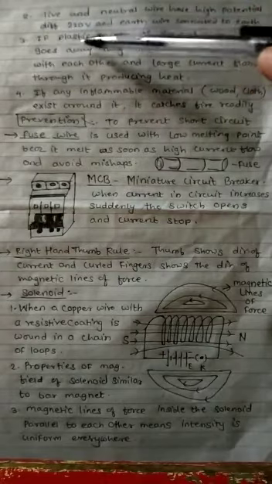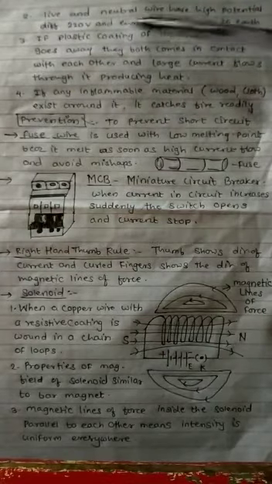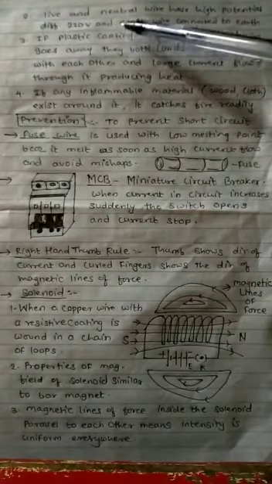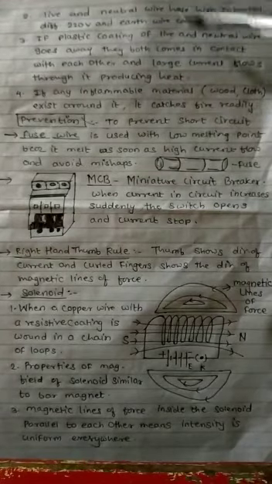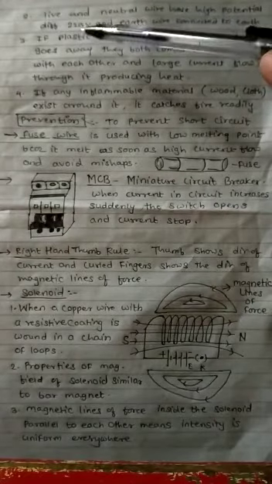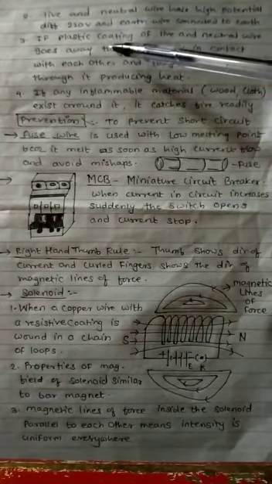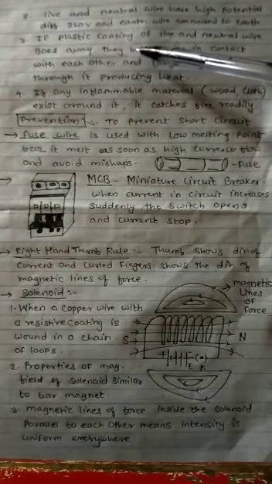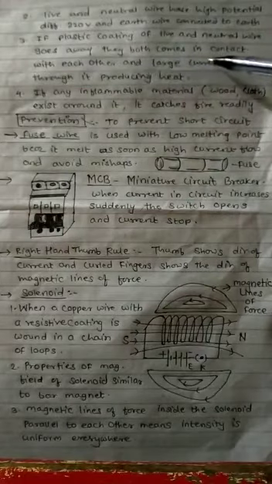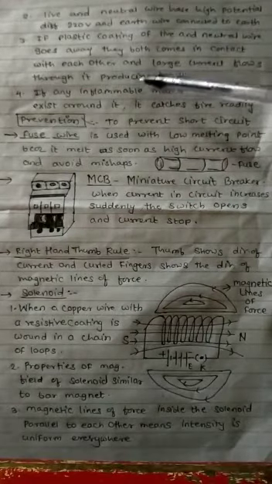Third point, if the plastic coating of the live and neutral wire goes away, they both come in contact with each other. Plastic coating means, you already know, the electrical wire is coated with plastic or rubber. So if for some reason it goes away, then these two wires come in contact with each other and a large current flows through it and produces heat.